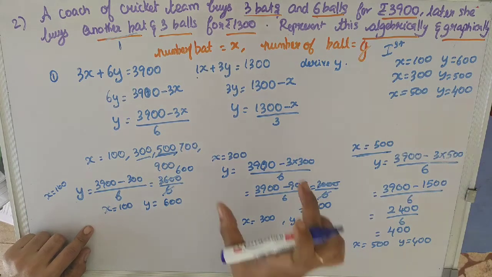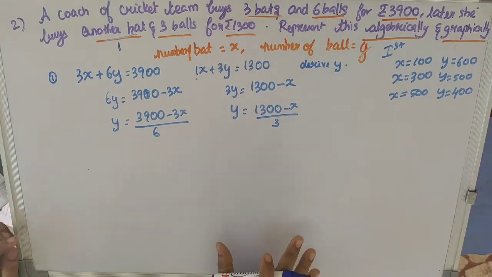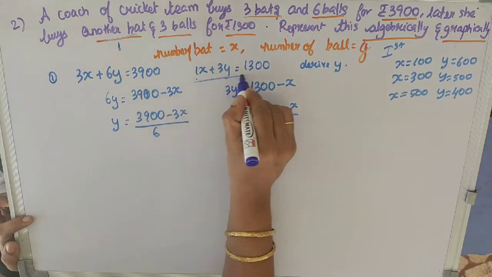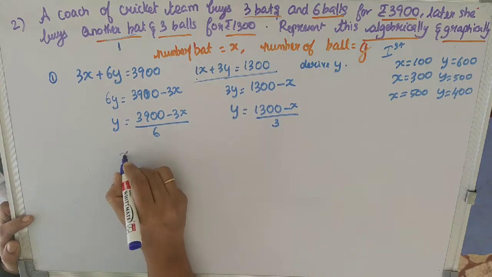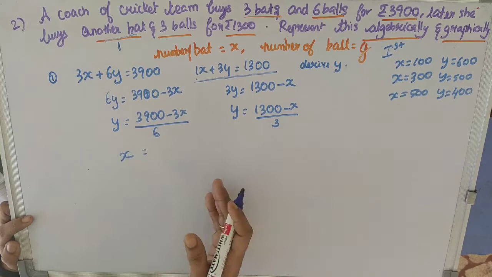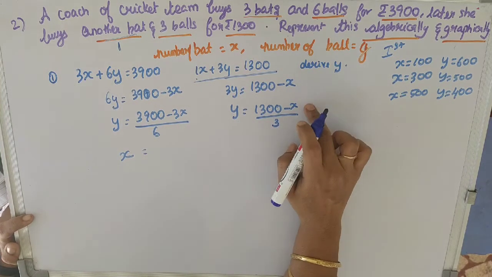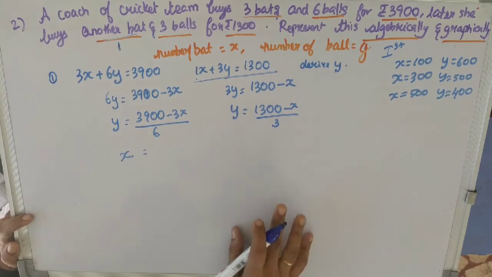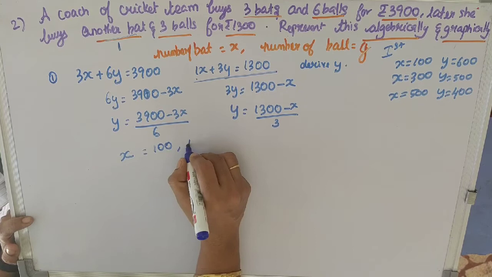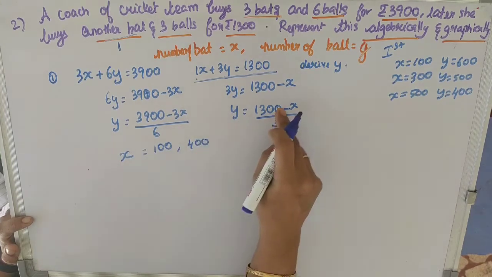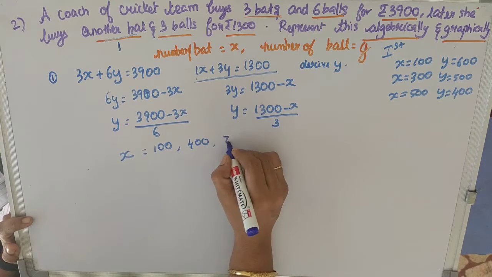Now we have to find the ordered pairs for the second equation. Now let's take the second equation, 1x plus 3y is equal to 1300. We can find y is equal to (1300 minus x) by 3. We can substitute any value of x, but 1300 minus that x value should be divisible by 3. So we can take x is equal to 100, x is equal to 400, because 1300 minus 400 will be divisible by 3.